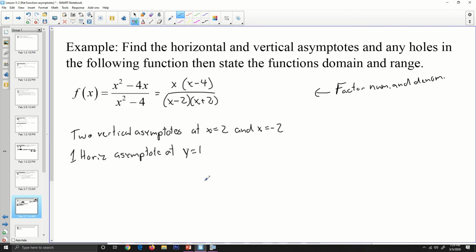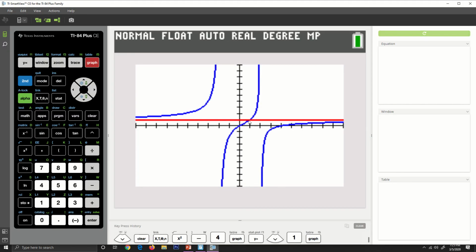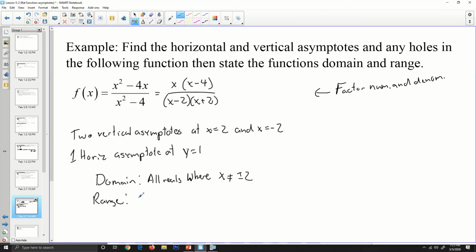There are no holes in this, but if I wanted to do the domain, all reals where x is not equal to plus or minus 2, and the range, the only value, actually, in this one, even though we have a horizontal asymptote at 1, because of this little blip here, we actually touch 1. So this one's going to be all reals.